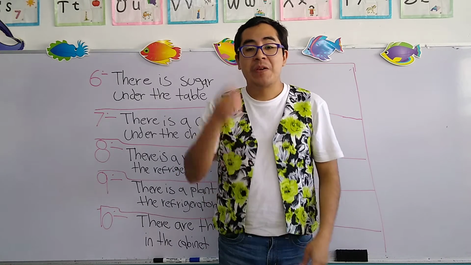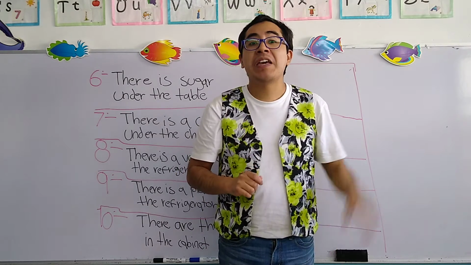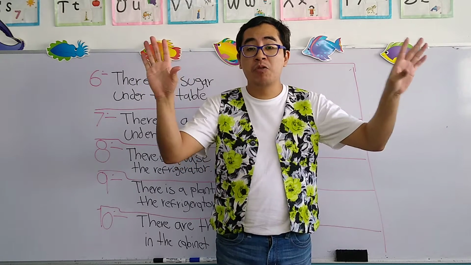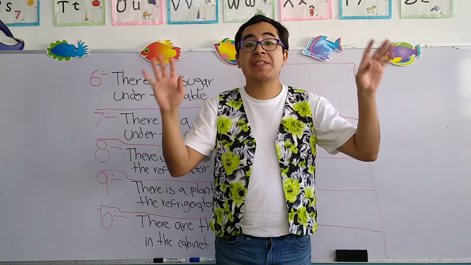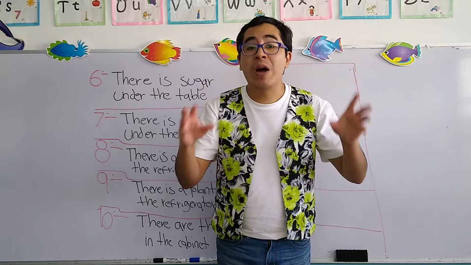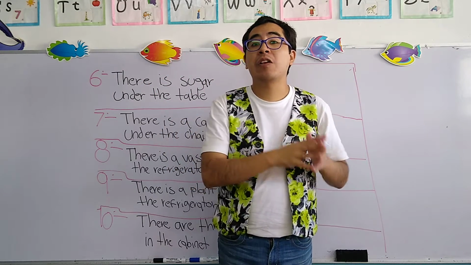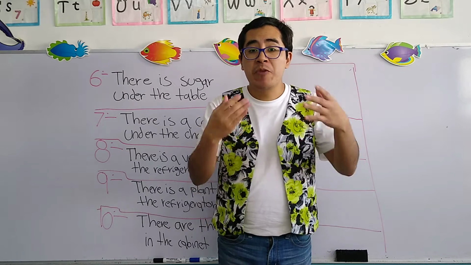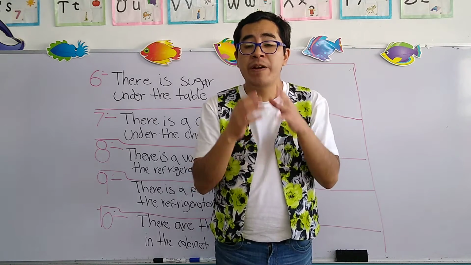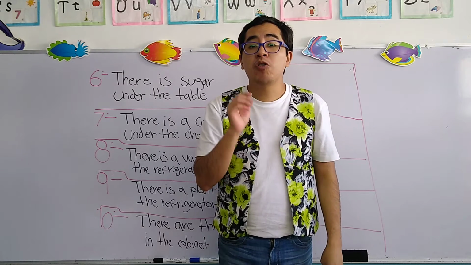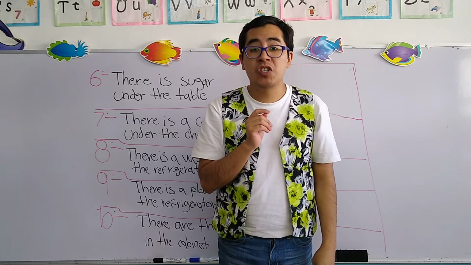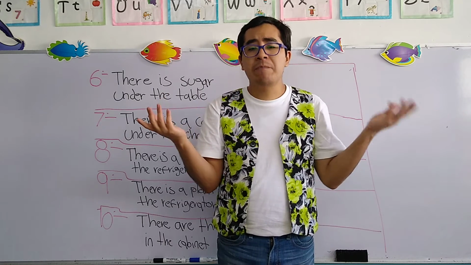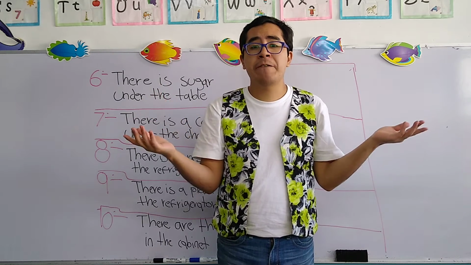Today, my children, we're going to continue with the topic there is and there are. Remember, both of those words in Spanish mean "hay", talking about quantity or the location of an object, okay? Now, remember, when we are talking about the location of an object, that means we also have to use prepositions of place. Now, let's see if you remember. How many prepositions of place are there?